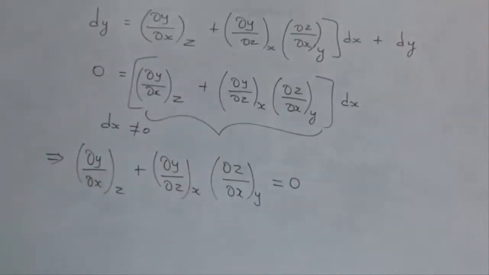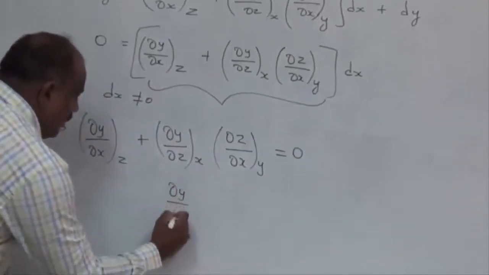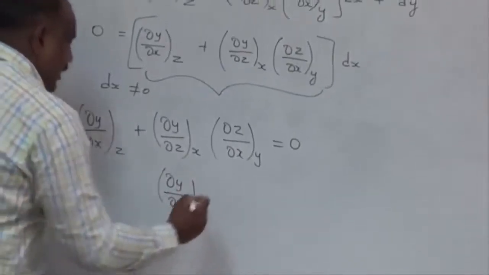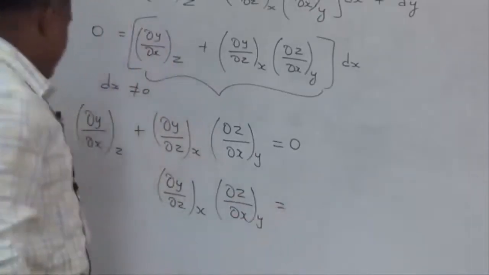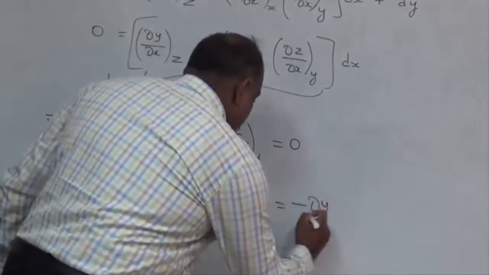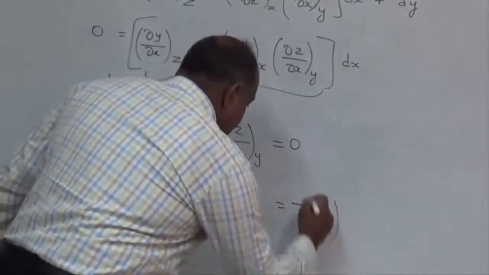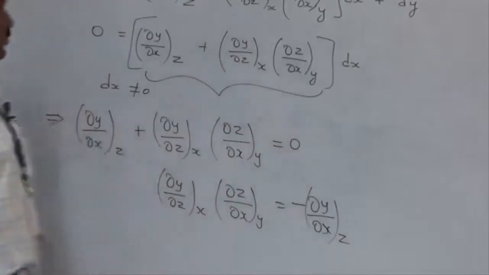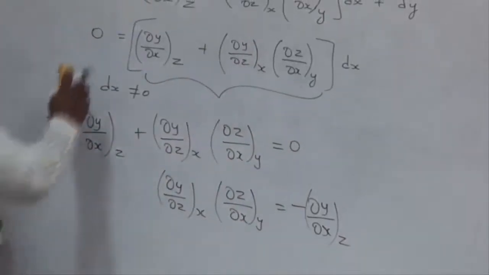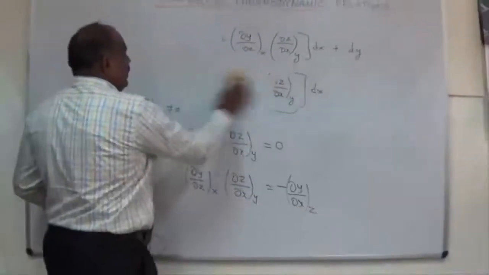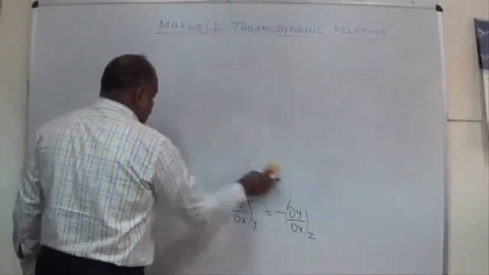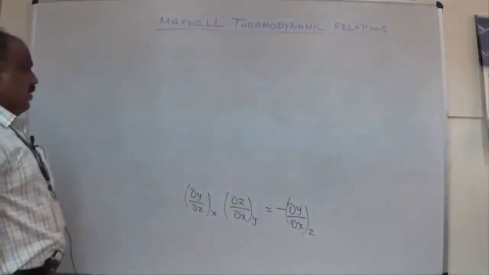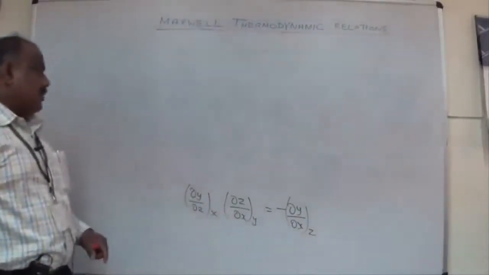The next step is I can take another term to the other side. It will become just mathematical work: ∂y/∂z at x into ∂z/∂x at y is equal to minus ∂y/∂x at z. Let us simplify further. So this is the term we got. Now we can even bring this term to the other side by cross multiplying it.